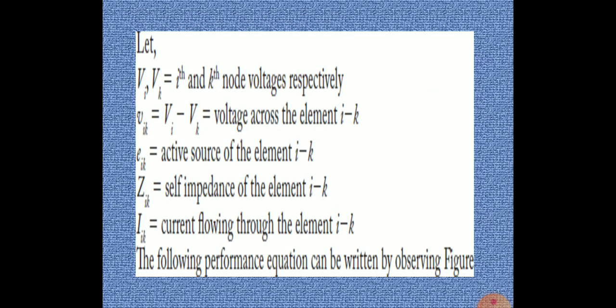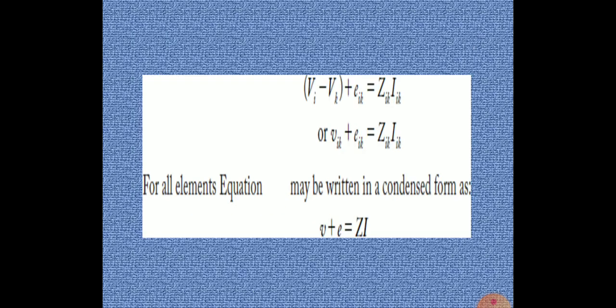These are the notations. V of I and V of K mean the ith and kth node voltage respectively. V of Ik means the voltage across the element I to K. E of Ik means the active source of the element I to K, and Zik means the self-impedance of the element between buses I and K. The current I of Ik means the current flowing through the element. So the following performance equations can be written by observing the figure, and this is the resultant value.